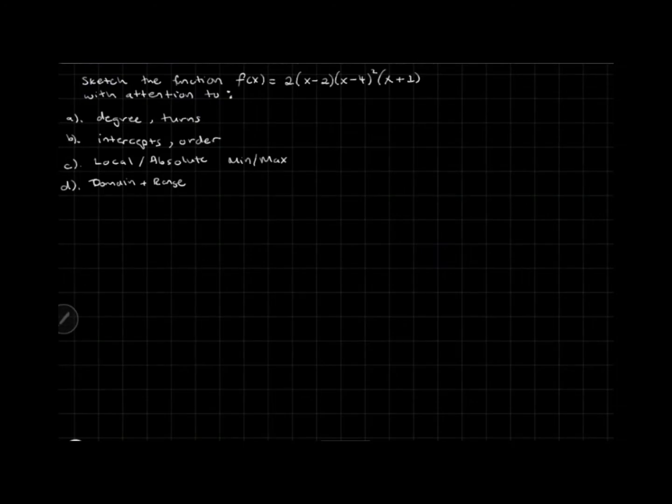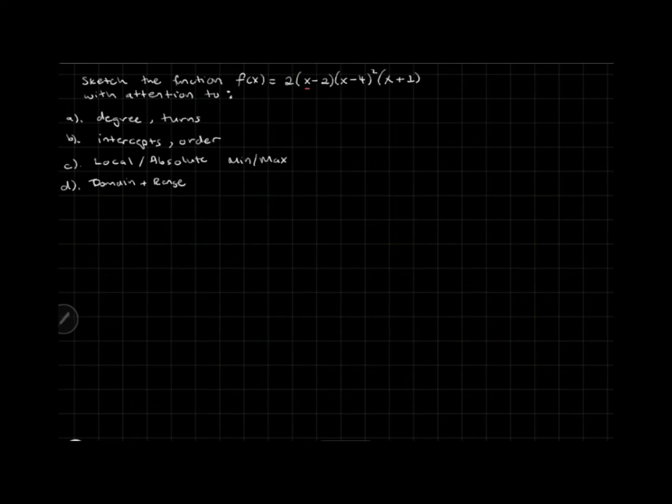Alright, let's sketch the function f of x is equal to 2 times (x minus 2) times (x minus 4) squared times (x plus 1), with attention to degree, terms, intercepts, order, local and absolute minimum, maximum, and domain and range. Okay, so let's start by looking at, first of all, the leading term of this function.